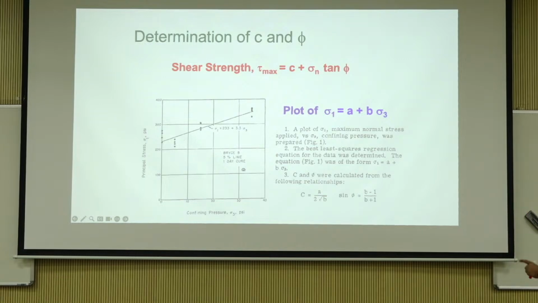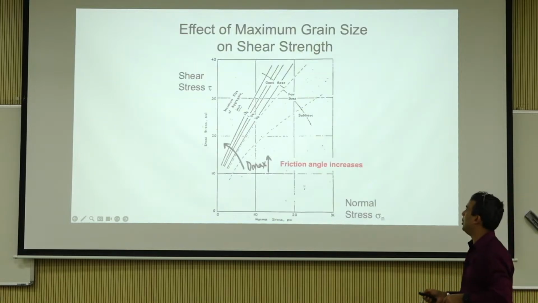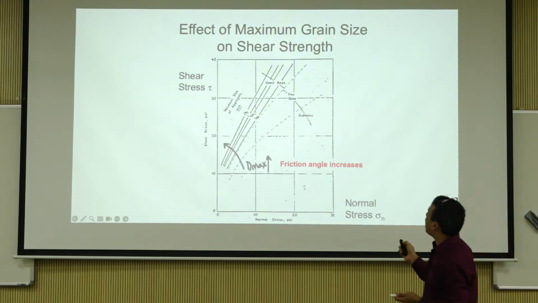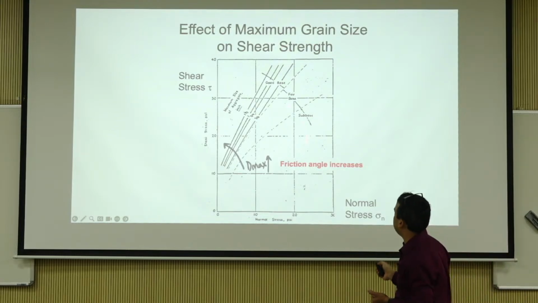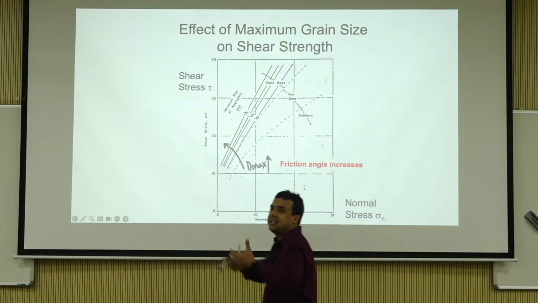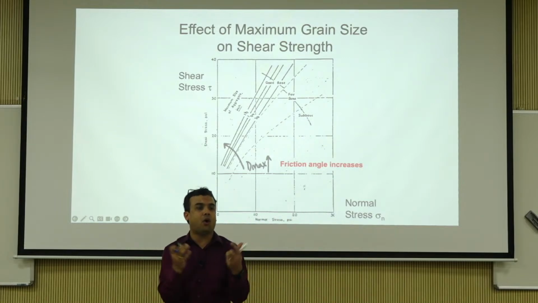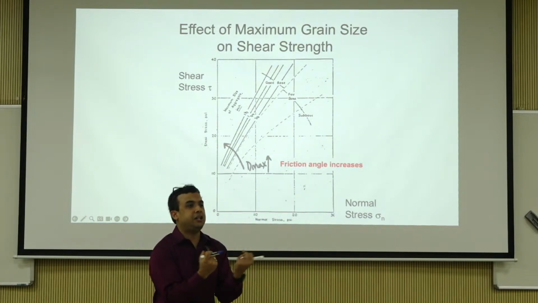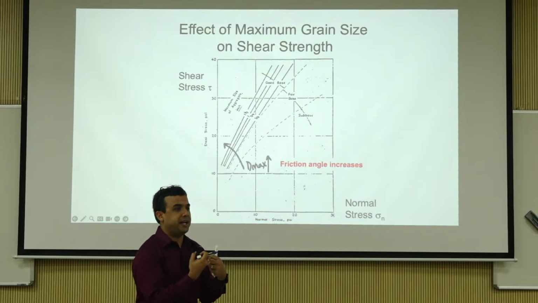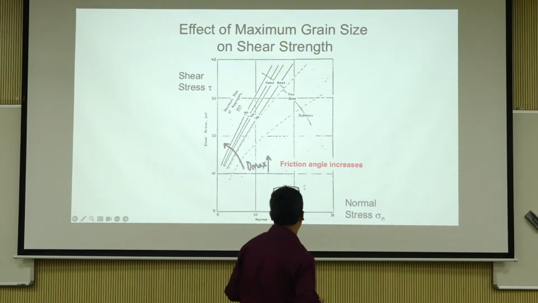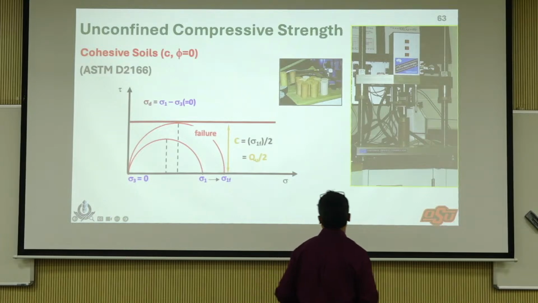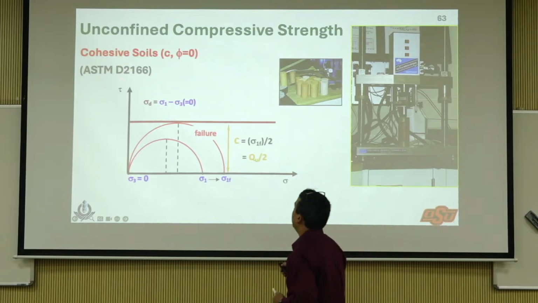So you can do this plot, and then this is the effect of maximum grain size on shear strength. When Dmax increases, again remember we are all talking about interparticle contacts here, and how that gives you strength. So bigger contacts give you bigger shear strength.